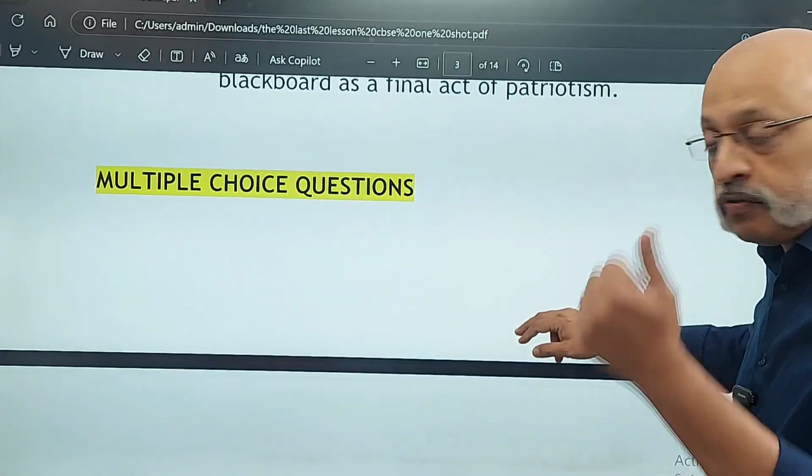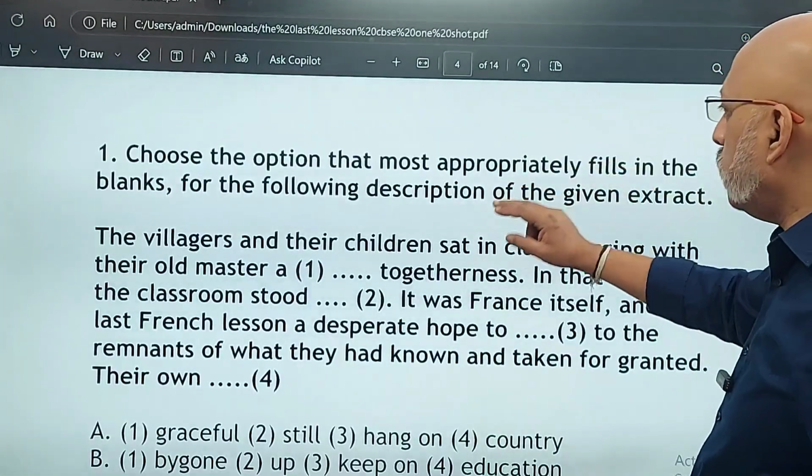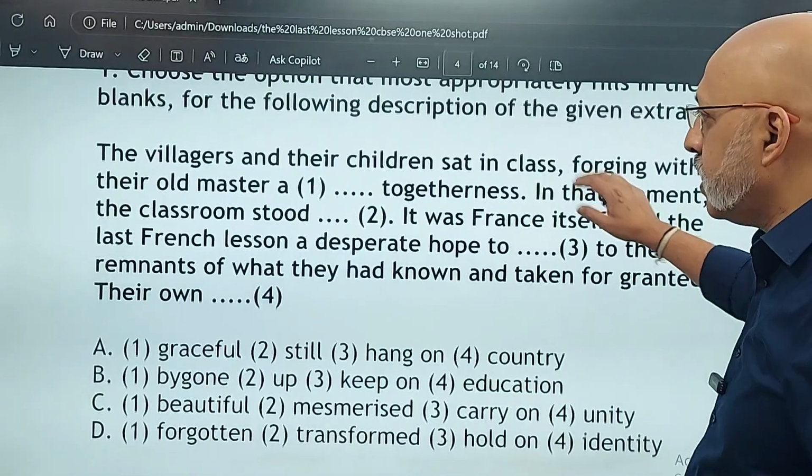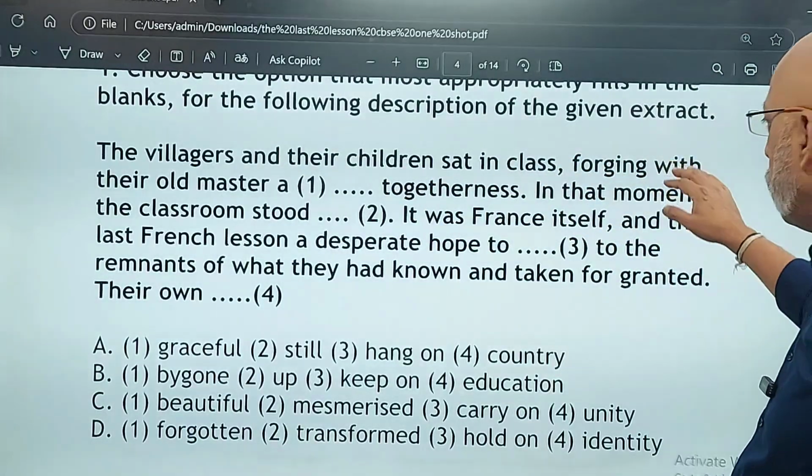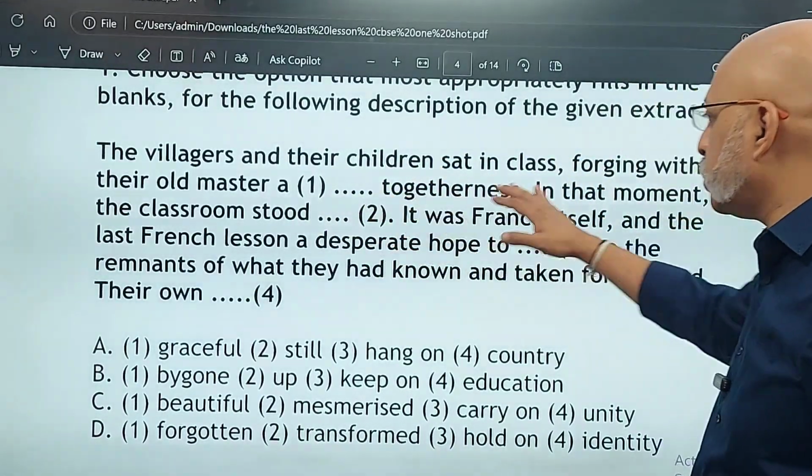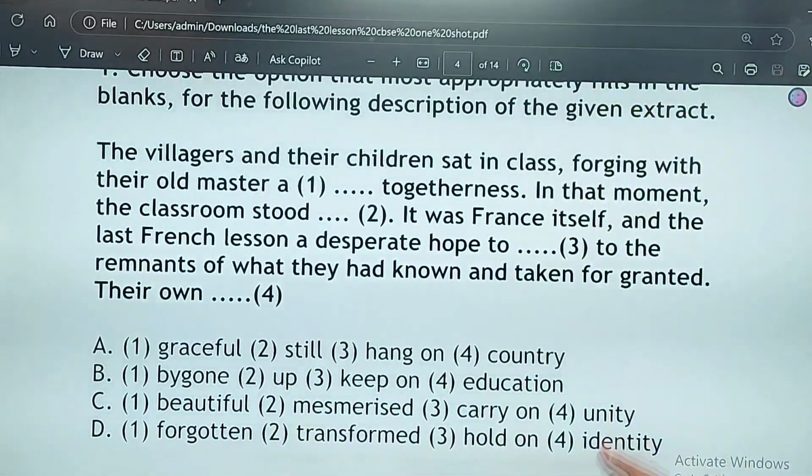Okay, so let's look at some of the questions now. Choose the option that most appropriately fills in the blank. So it's a fill in the blanks. The villagers and their children sat in class, forging with their old master a dash togetherness. So these are the four options that you need to choose. I would give you 20 seconds to read the paragraph and then choose the correct option, A, B, C, D. In that moment, the classroom stood dash. It was France itself and the last French lesson, a desperate attempt, a desperate hope to dash to the remnants of what they had known and taken for granted, their own what.